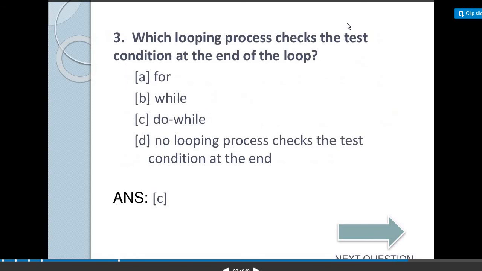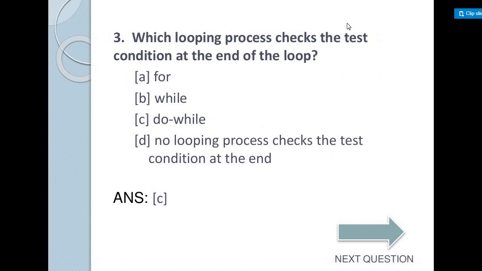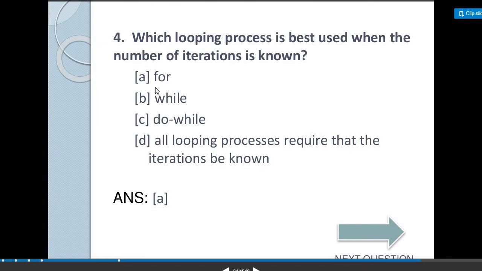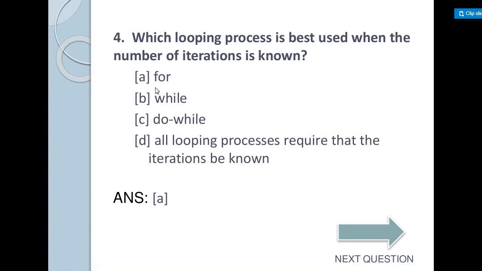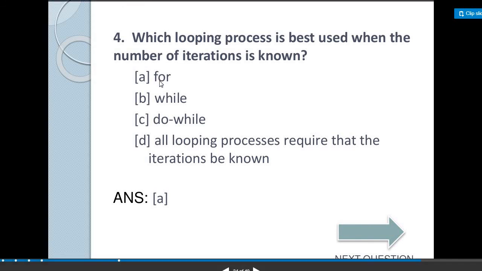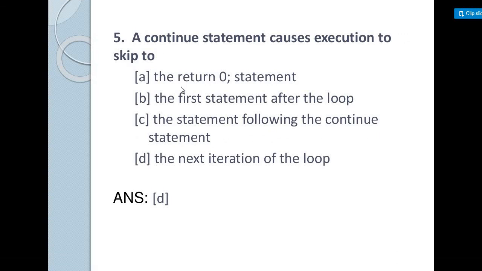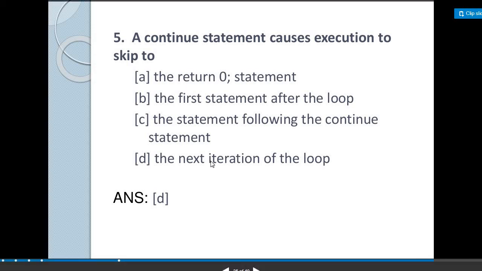Which looping process checks the test condition at the end of the loop? Do while, because it is exit control, while the others are entry control. Which looping process is best used when the number of iterations is known? The for loop is best, because if we know the iteration count, then the for loop is best. A continue statement causes execution to skip to the next iteration of the loop.